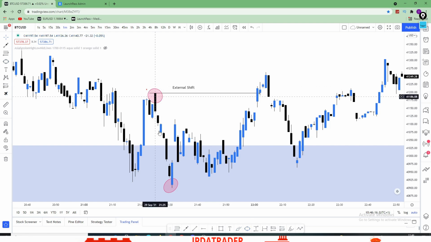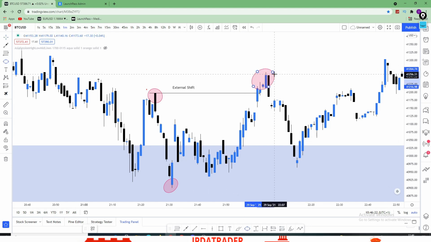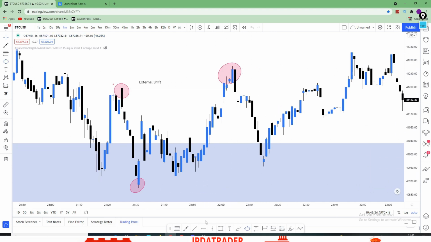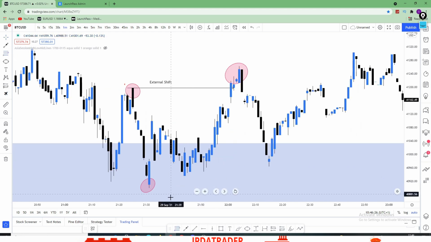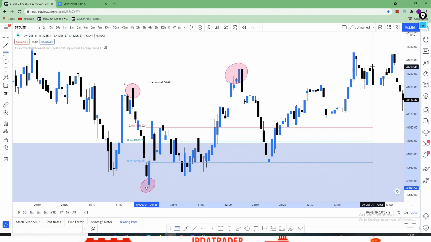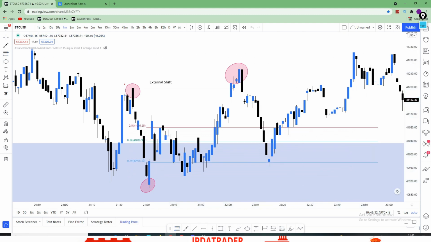Just like that, external shift, right? At this point, once this high is made, we have an external shift right here. So now you're waiting for that retracement, right? And you want to grab your fib, place it at the bottom, drag it to the top. And as you can see, if we were to have hit the 50% and then make a new high, that's valid. That's valid for an internal shift, right?